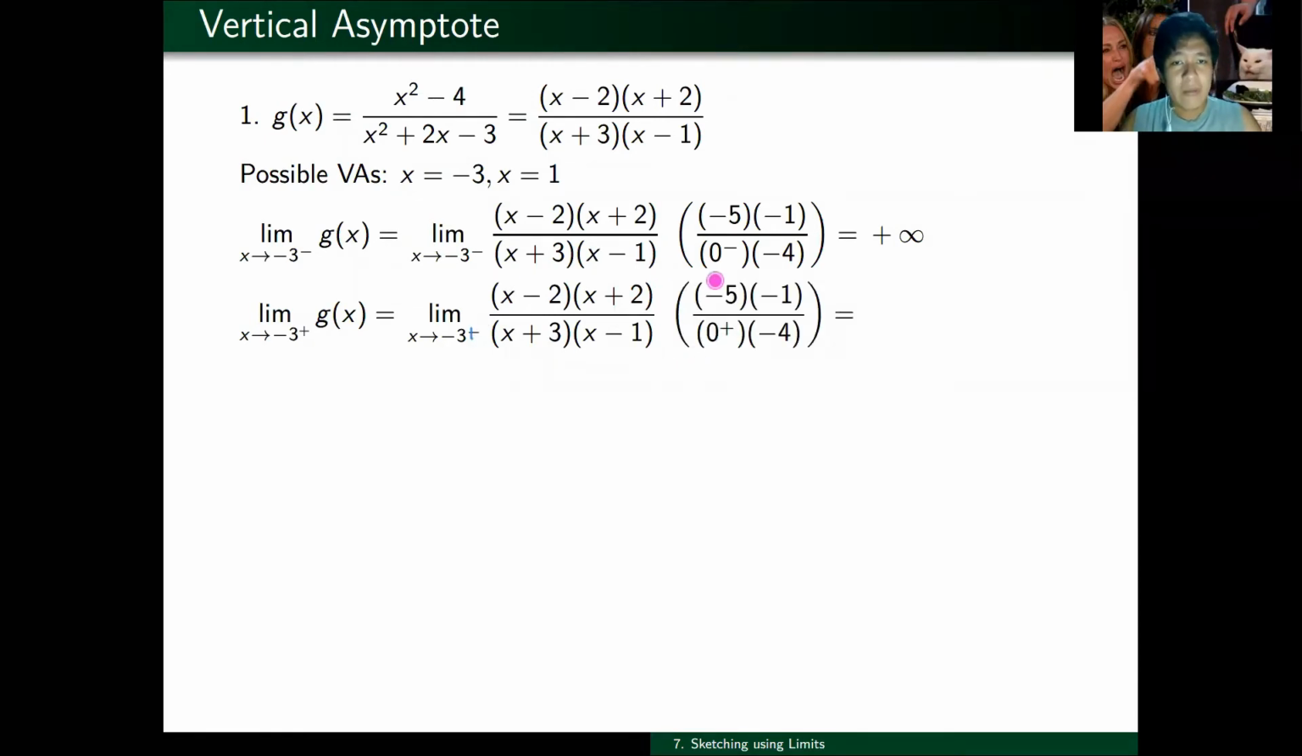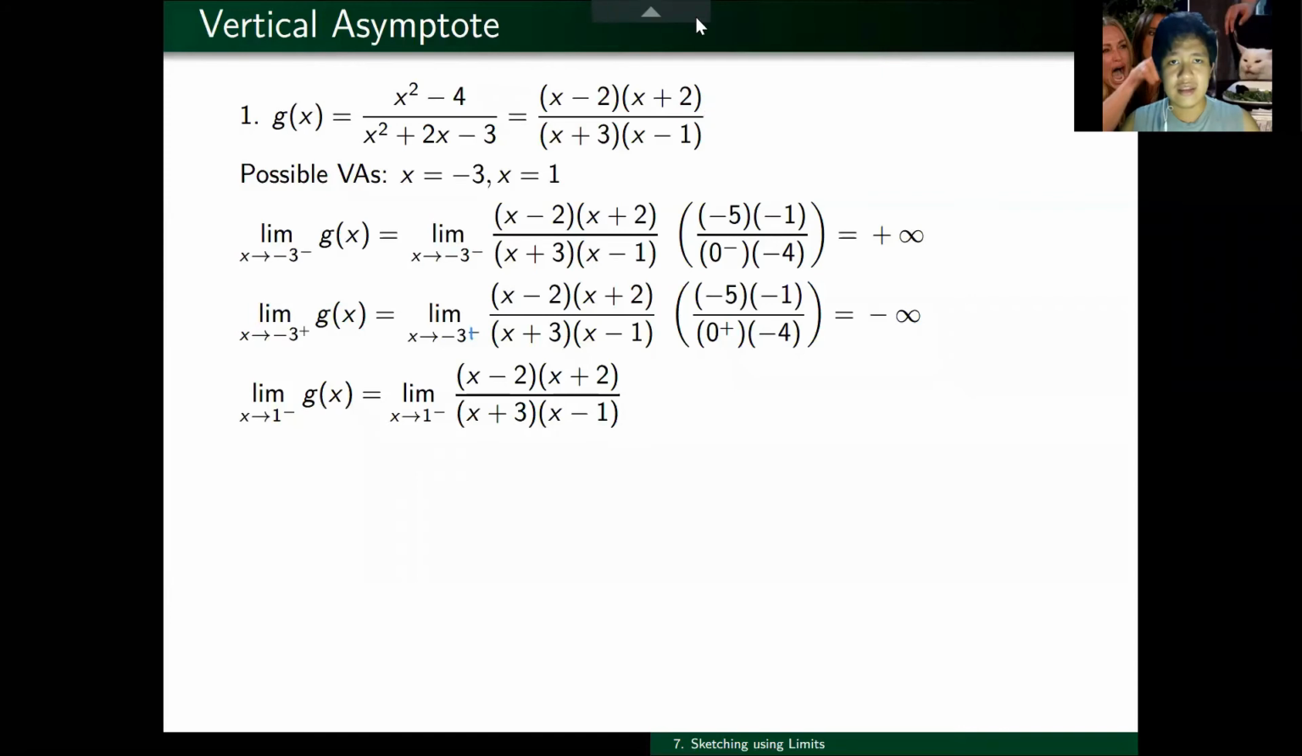So, ipa-plugin ko pa rin siya sa lahat, except ito magiging 0 plus na siya. Ito lang yung magbabago because now I'm getting values, no, of x from the right of negative 3, which will make this positive. Okay, so positive 5 sa taas, may negative 4 ako dito, tsaka 0 plus. This is negative infinity. Okay? Good. Now, let's check if 1 is a vertical asymptote.